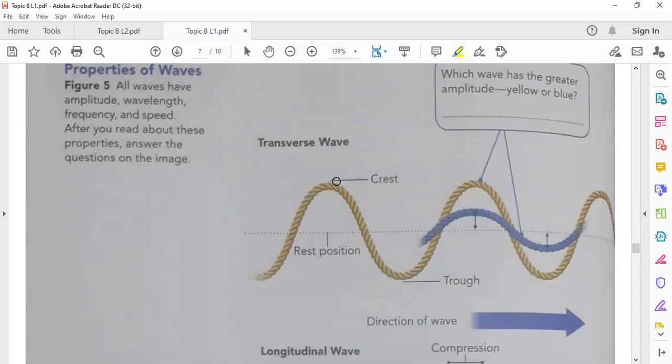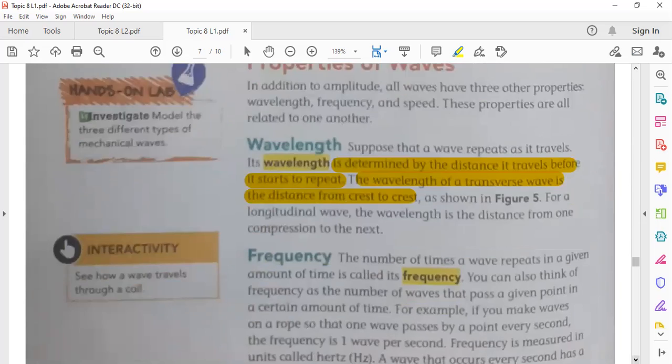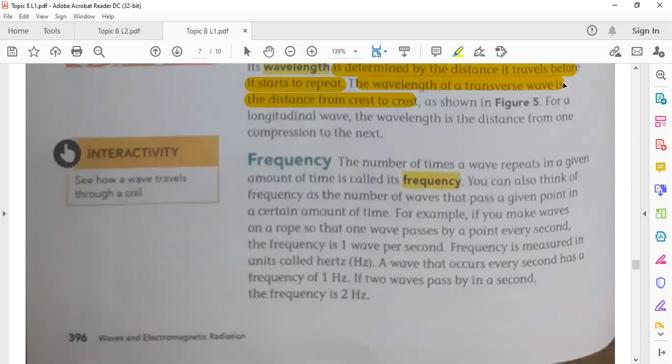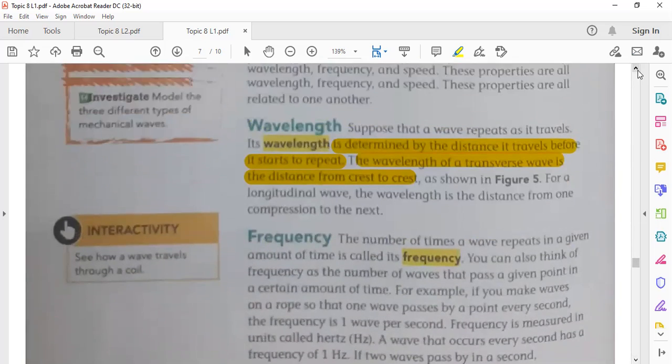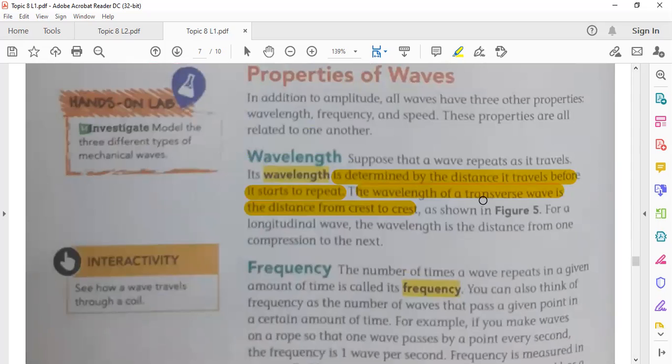For example, this is a transverse wave. The distance from this crest to this crest is the wavelength. Okay? So for a transverse wave, the wavelength of a transverse wave is the distance from crest to crest.